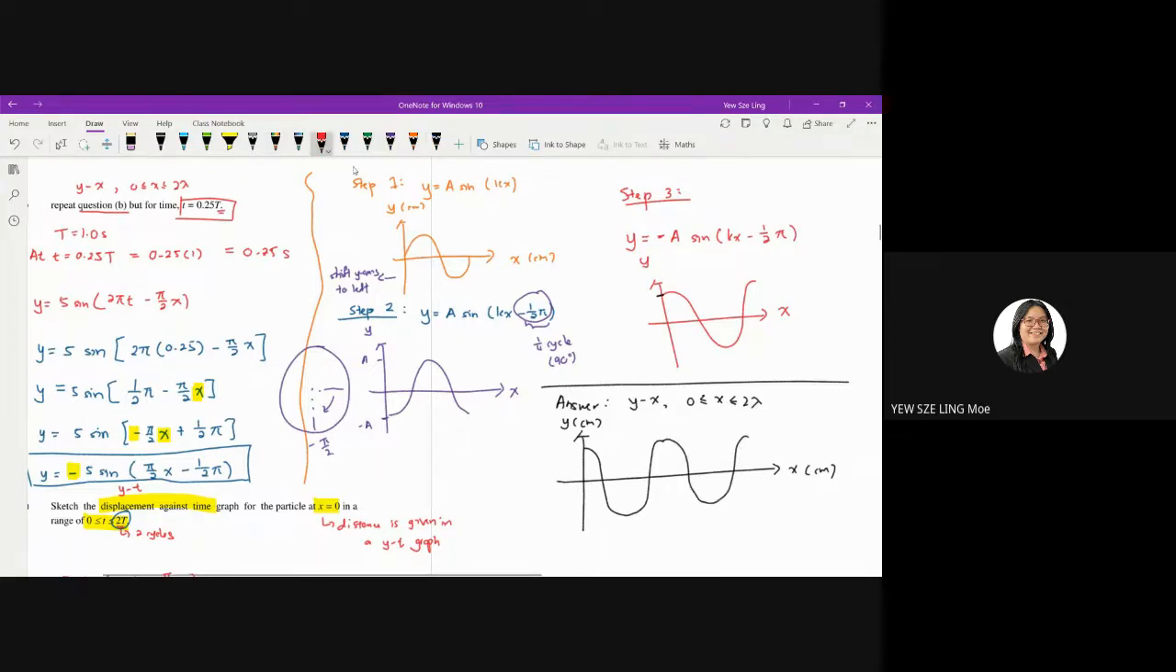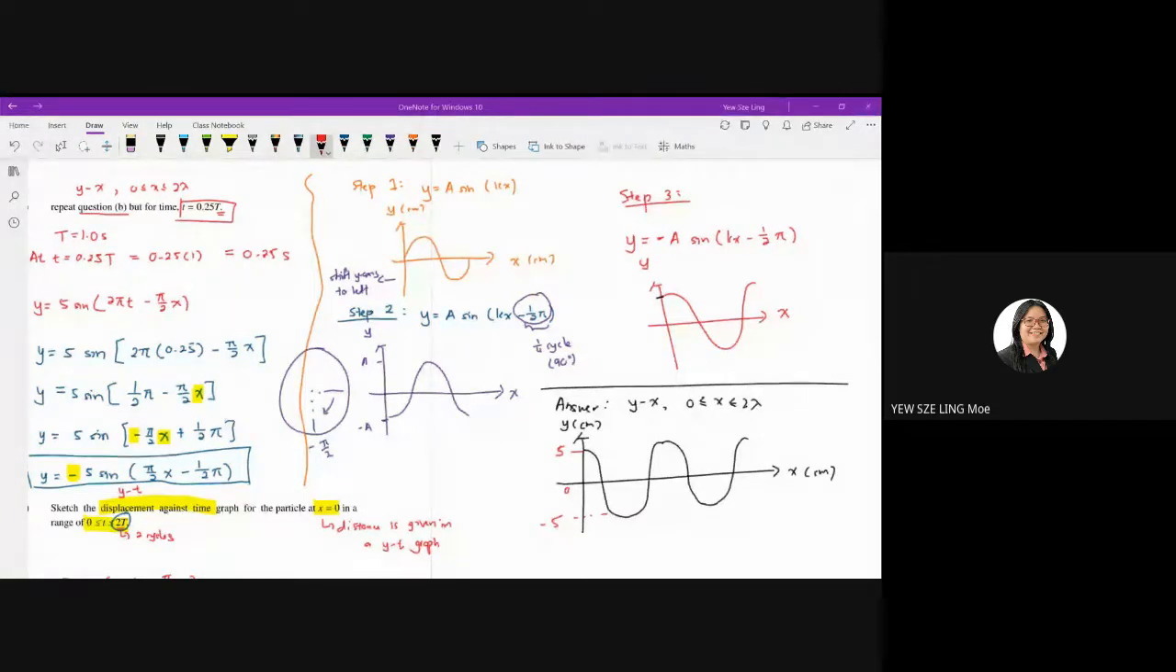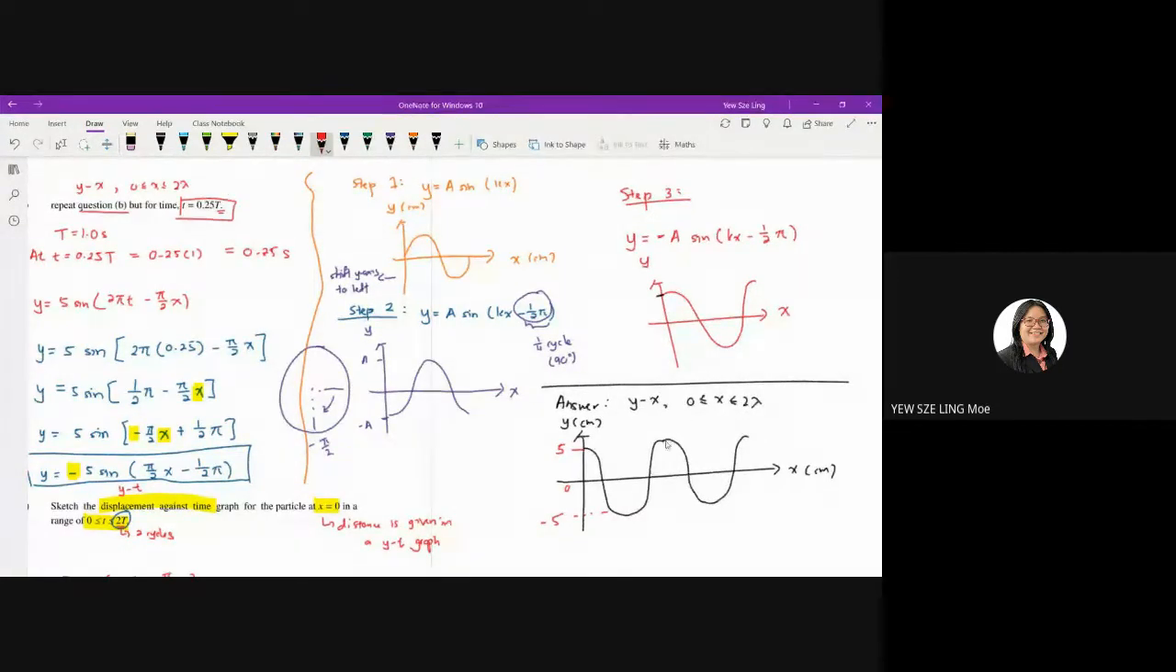So the last thing, I'm going to label it. This is 5, 0, negative 5. Just now my lambda was 4 cm, so here I'm going to label it as 4. Here, I'm going to label it as x. Right? So 1 cycle, 2 cycles. Done. That is the answer for question B.